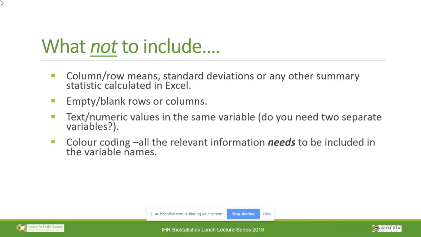The thing we see quite often is colour coding. That's great if it helps you with your data entry and helps you make sure the right thing's going in the right places, but it doesn't actually tell the stats package anything about what the data means. It doesn't read colours, so it's not useful. You have to make sure that anything that is colour coded is also coded as a variable.